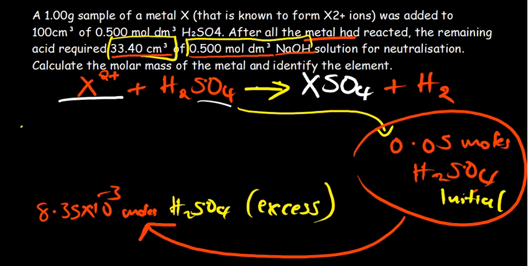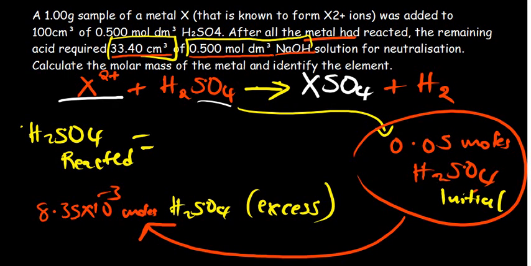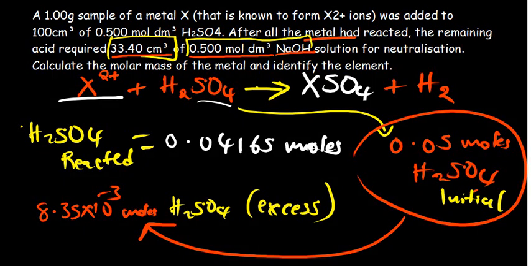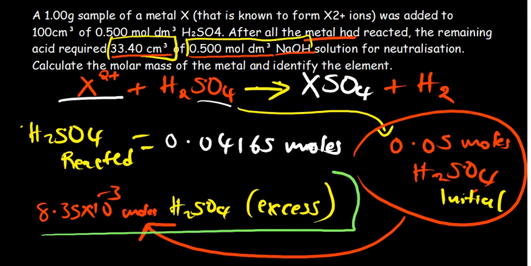So we are supposed to subtract the two, to basically get the difference of how much had reacted. How much of the H2SO4 had reacted is going to be the difference of the two. So 0.05, which was initially present, minus how much was left over, what are we going to get? The answer that I'm getting is 0.04165 moles. These are the number of moles that had reacted in the first reaction, reducing the initial to the excess from the second reaction.